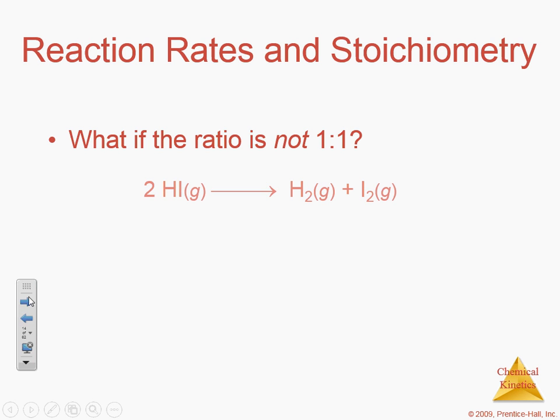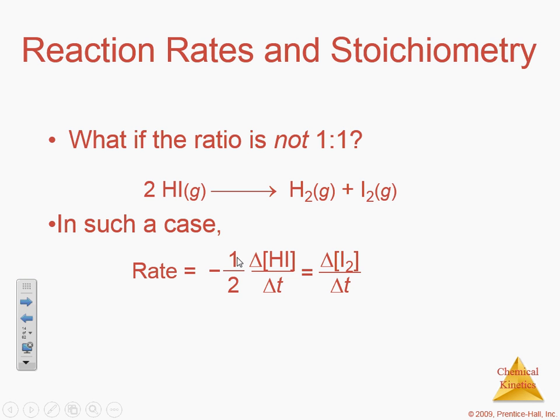Now, what happens if our ratio is not 1 to 1? What we're going to do now is, you can see here we have a 2 as our coefficient in front of hydroiodic acid, breaking apart into hydrogen and iodine. But it's a 2-1-1 ratio. What's going to happen? Well, in that case, you're going to take 1 over the coefficient times the change in concentration over time. So what do I mean here?